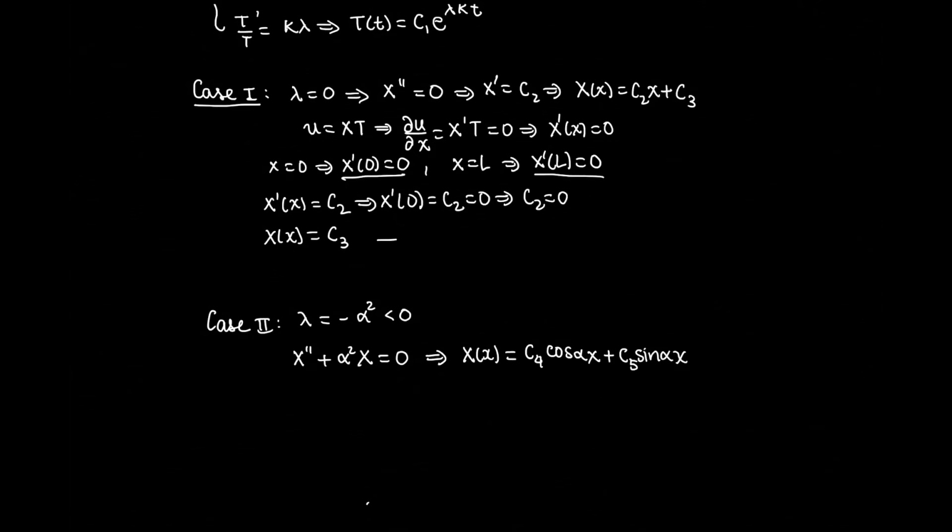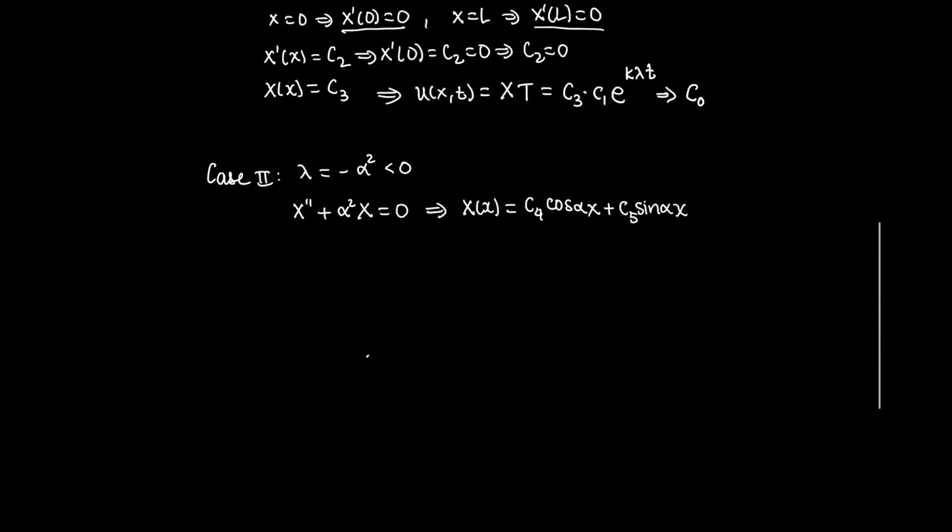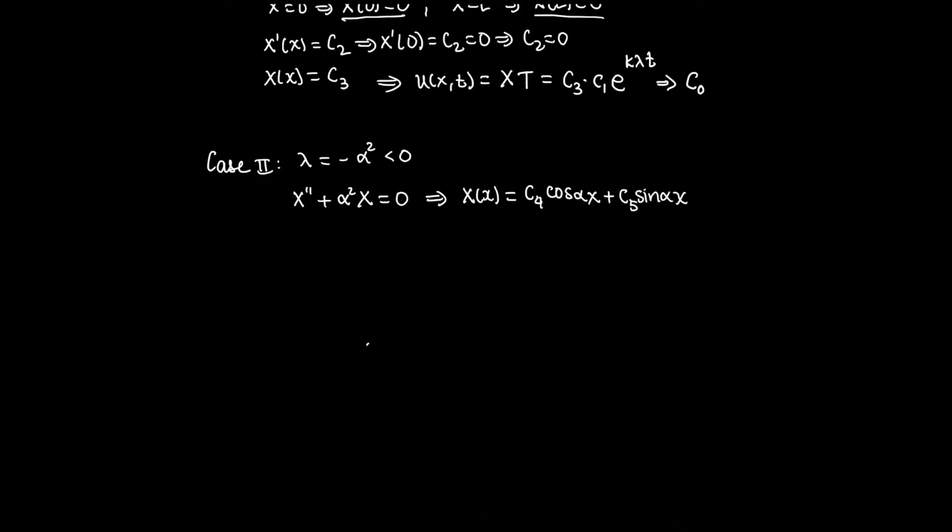That means u(x,t), which is equal to X times T, is going to be C3 times T, where T equals C1 e to the k lambda t. But remember that lambda equals 0 for this case. So that leads to C1 times C3. Then I'm going to say this is just some big C1, I'm going to say some C0, because it depends on lambda 0. Now that means u(x,t) is just some C0.